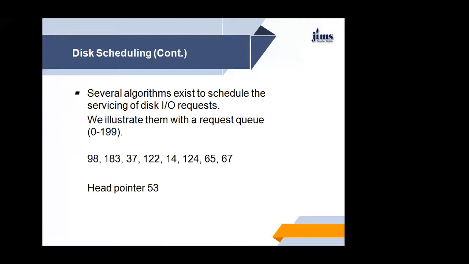Now we will discuss disk scheduling. First of all, we will discuss first come first serve scheduling, and we will illustrate it with a request queue. Suppose the cylinders are numbered from 0 to 199, so the disk head can move from 0 to 199. Initially, the disk queue has requests for input output blocks on cylinders 98, 183, 37, 122, 14, 124, 65, and 67.